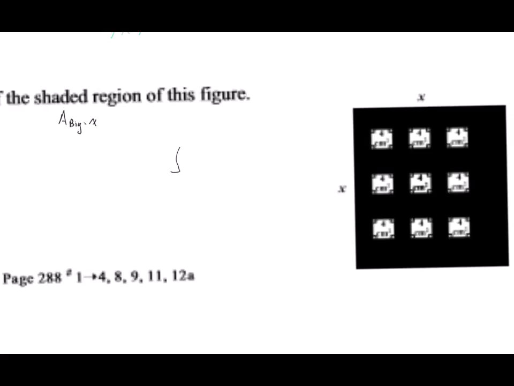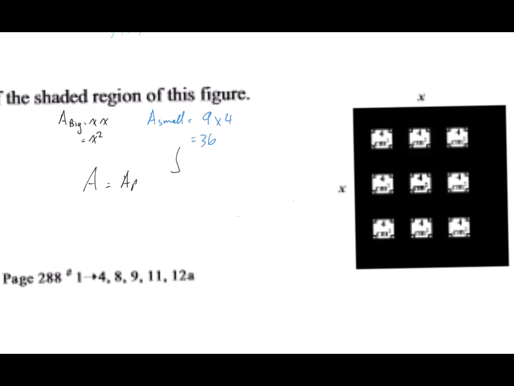So now let's figure out what the small area is. There are 9 four-centimeter square blocks. So we're going to go 9 times 4, which gives us 36. Now, they've asked us to write a factored expression for this.